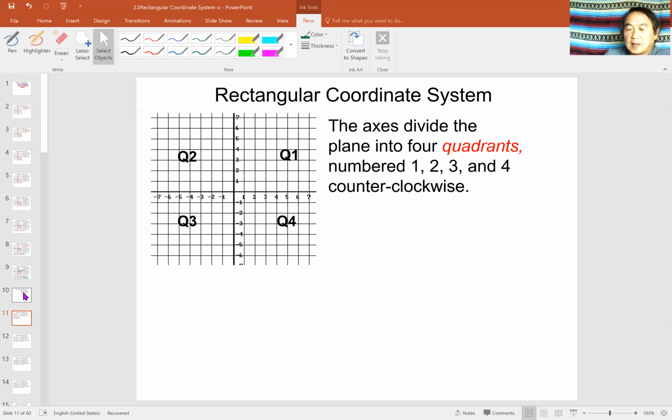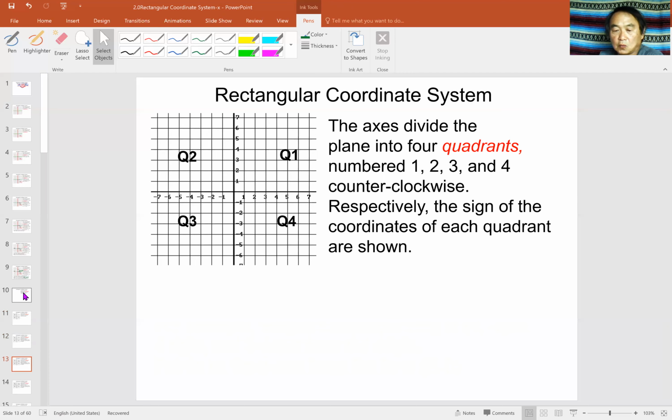The axes divide the plane into 4 quadrants: northeast, northwest, southwest, southeast, but we call them quadrants 1, 2, 3, 4 in this fashion. Quadrant 1 are the points with both coordinates positive. Quadrant 2 is negative, positive. Quadrant 3 is both negative. And quadrant 4 is plus followed by minus.